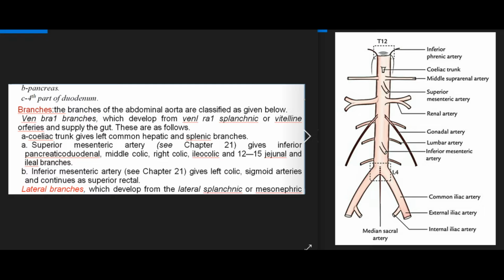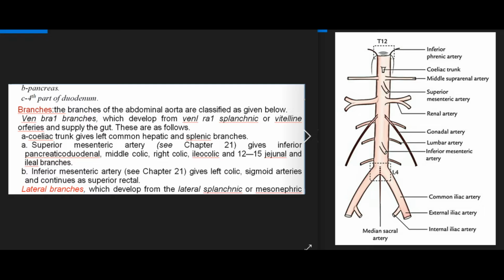B. Superior mesenteric artery, see Chapter 21, gives inferior pancreaticoduodenal, middle colic, right colic, ileocolic and 12 to 15 jejunal and ileal branches. C. Inferior mesenteric artery, see Chapter 21, gives left colic, sigmoid arteries and continues as superior rectal.